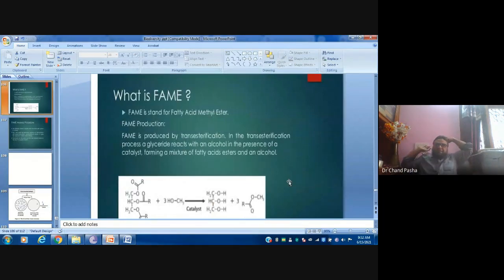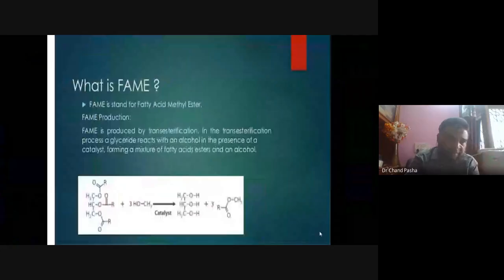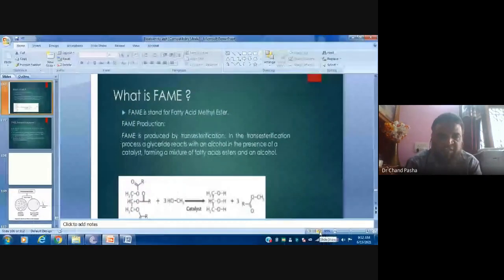FAME stands for fatty acid methyl esters. See, these are the fatty acids. And if you have studied the bacterial cell wall structure, in the bacterial cell wall structure, it is unique.